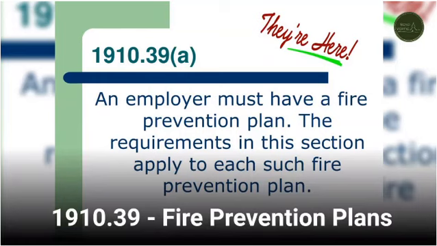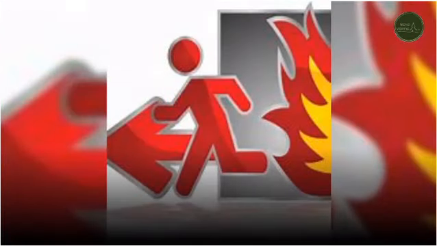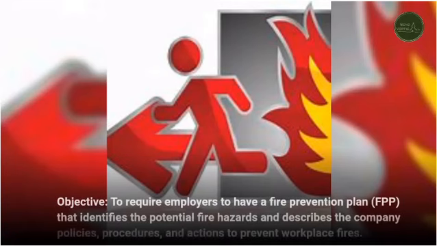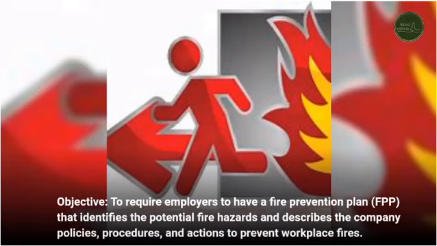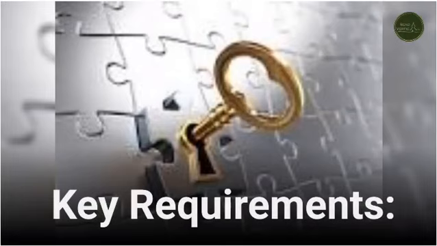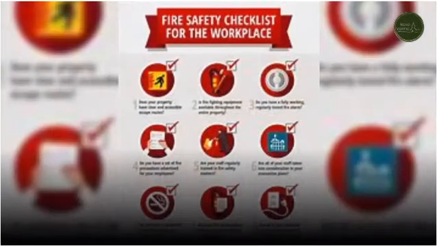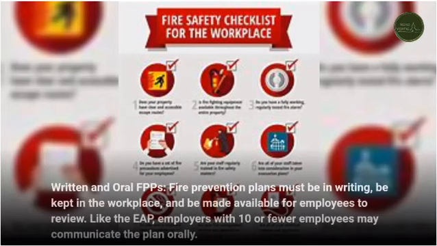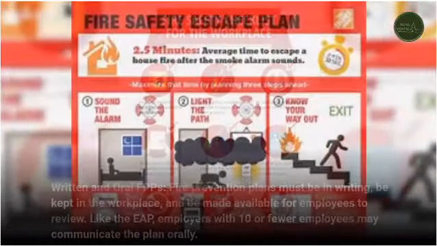1910.39, Fire Prevention Plans. Objective: to require employers to have a fire prevention plan, FPP, that identifies the potential fire hazards and describes the company policies, procedures, and actions to prevent workplace fires. Written and oral FPPs: fire prevention plans must be in writing, be kept in the workplace, and be made available for employees to review. Like the EAP, employers with 10 or fewer employees may communicate the plan orally.